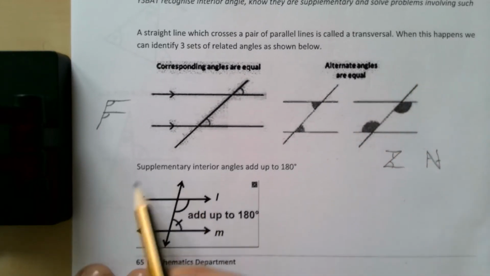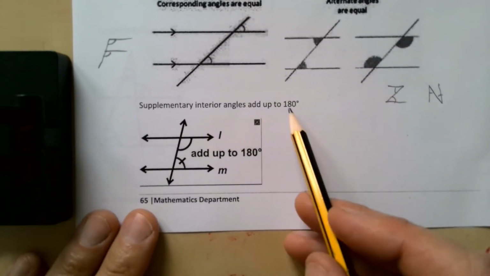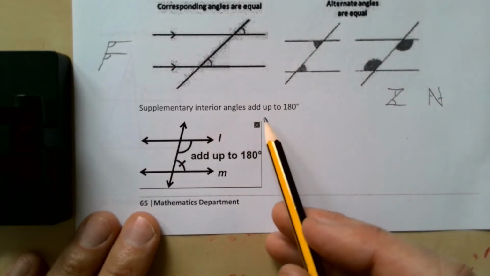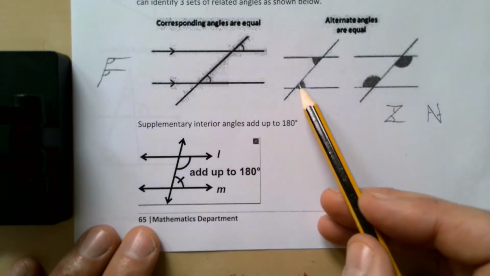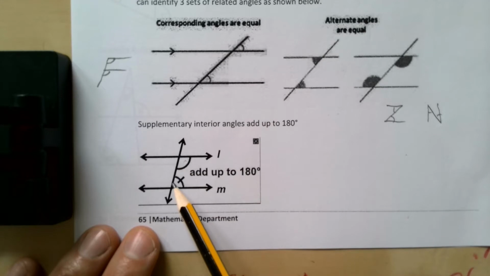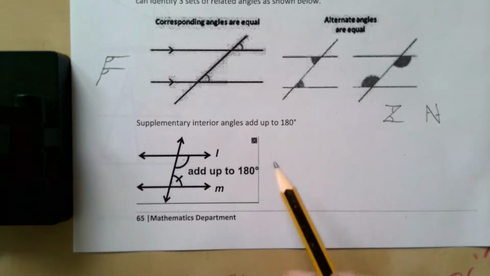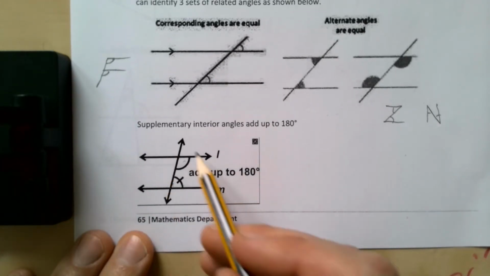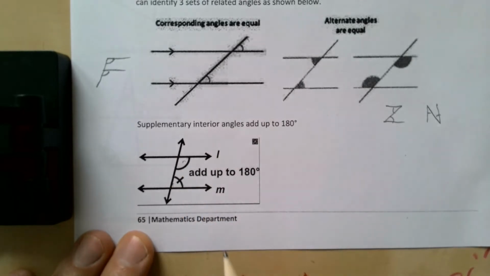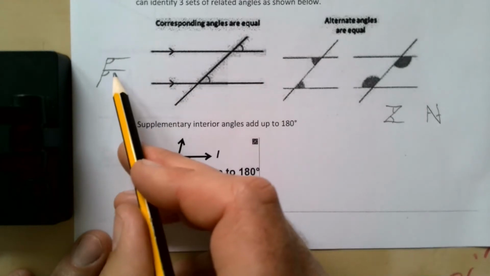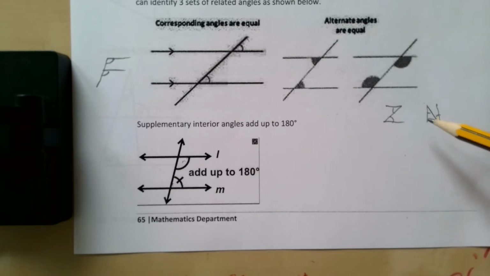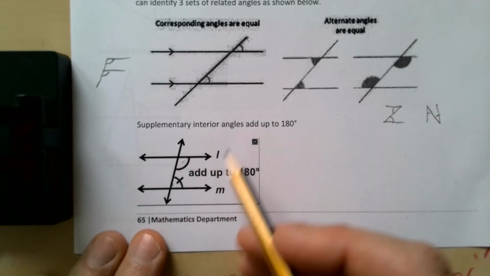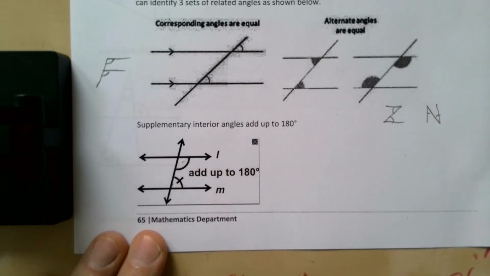Okay, and then supplementary interior angles add up to 180 degrees. Listen to this. These ones are equal, these ones are equal, these ones are equal. These aren't equal. The rule is they add to 180 degrees. And because they're kind of inside there, supplementary interior add to 180 degrees. Alright, so corresponding are the F rule, alternate angles are the Z rule or the N rule, and supplementary interior are the ones that add up to 180.